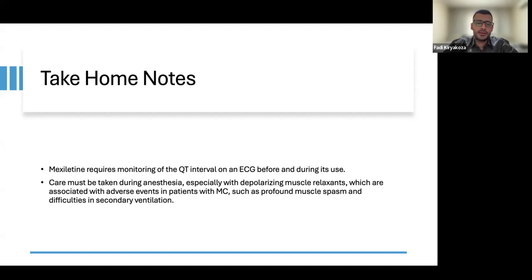Another important thing is to make the patient aware that whenever he is having surgery or any other intervention, he should tell his physician that he has myotonia congenita. Typically, we give him a card in which myotonia congenita is written in bold. This is because, especially with depolarizing muscle relaxants, myotonia congenita is associated with adverse events under anesthesia, such as profound muscle spasm and difficulties in ventilation.